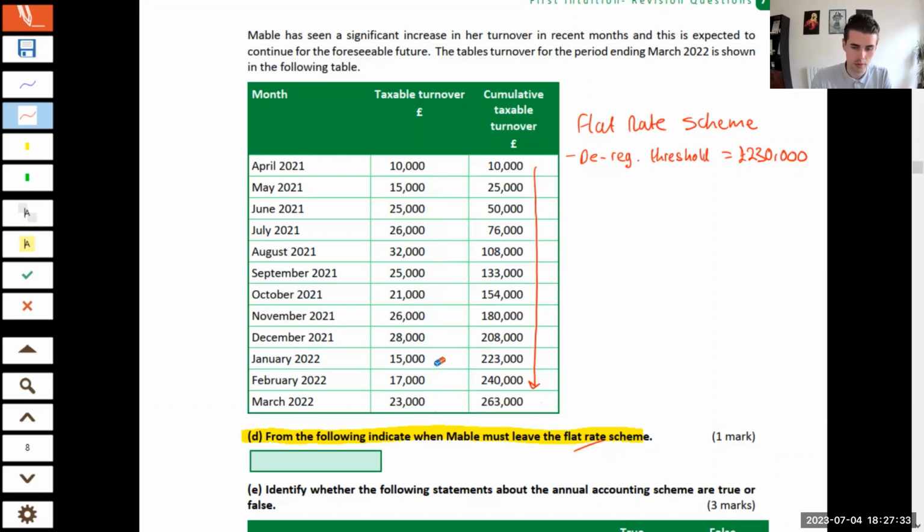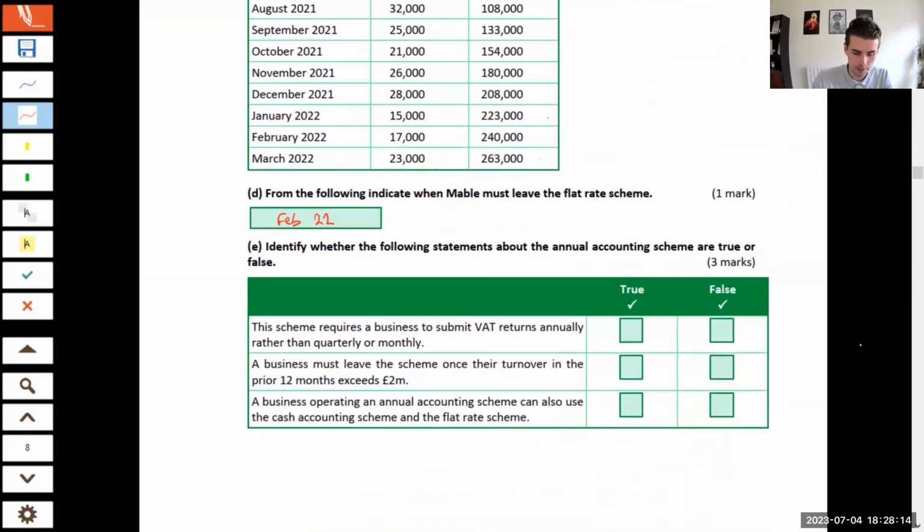It's well worth doing. Now, I can see here that if my threshold for deregistry is 230k, at what point does my turnover exceed 230,000? Well, it's in that period, February 22. It's at that point my cumulative taxable turnover has exceeded the threshold. So Feb 22, I'm over the limit. Mabel would have to leave the scheme, okay? Again, not too bad when you get these, but again, I anticipate you'll have to do the workings yourself, okay?